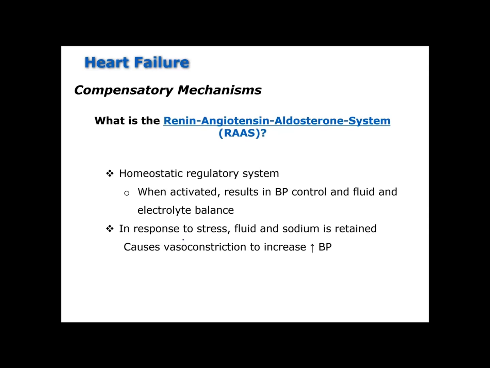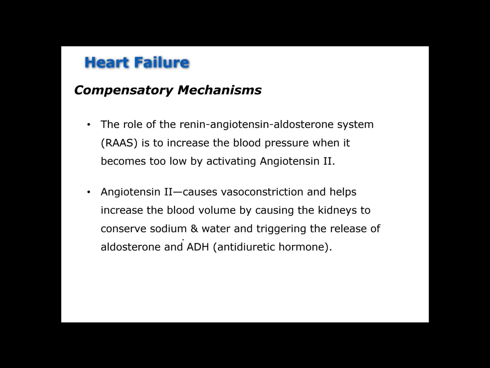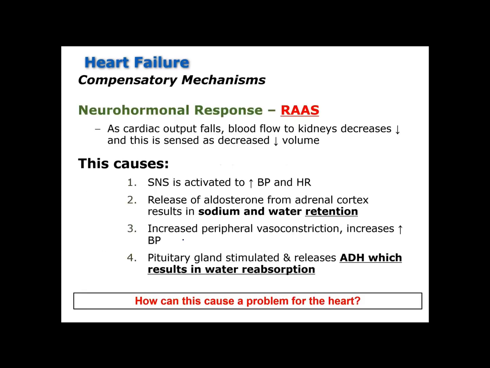In response to stress, fluid and sodium are retained, causing vasoconstriction and increasing blood pressure. Some of this should be familiar, I believe, from your heart discussions in the first semester, talking about the renin-angiotensin system. So remember, the role of the system is to increase the blood pressure when it becomes too low by activating angiotensin 2. Angiotensin 2 causes vasoconstriction and helps increase the blood volume by causing the kidneys to conserve sodium and water and triggering the release of aldosterone and antidiuretic hormone.